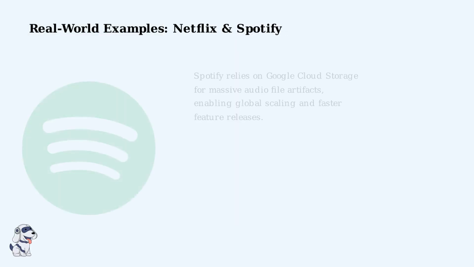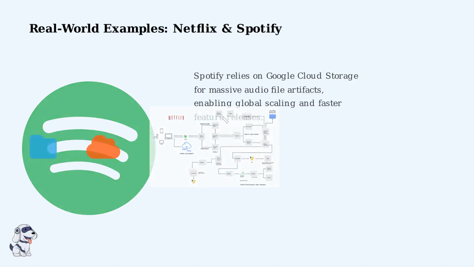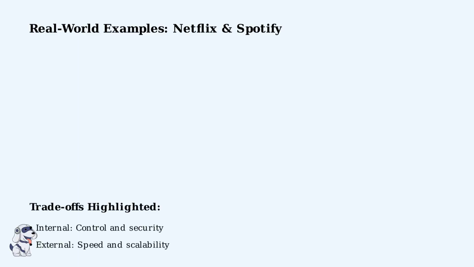Netflix maintains proprietary streaming algorithms on encrypted on-premises network-attached storage for maximum security, while leveraging external Amazon S3 for distributing user-generated content globally. This hybrid approach reduces deployment failures by isolating sensitive files. Spotify, on the other hand, uses Google Cloud Storage to handle massive audio file artifacts, benefiting from external auto-scaling that accelerates feature releases. These examples illustrate the key trade-offs. Internal stages provide control and compliance, while external stages offer speed and scalability.